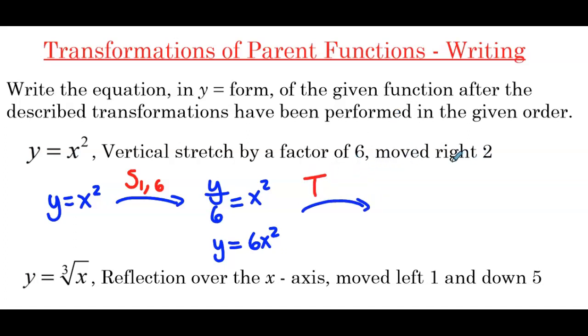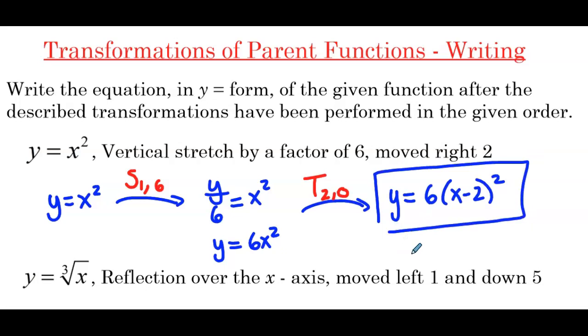Next, we're going to move that function to the right 2. Moving to the right 2 means we add 2 to every x value, and nothing to the y's. So in our function, we have y equals 6, and then inside the parent function, if we're adding 2 to the x, then in the function we're subtracting 2, so it's going to be x minus 2 squared.